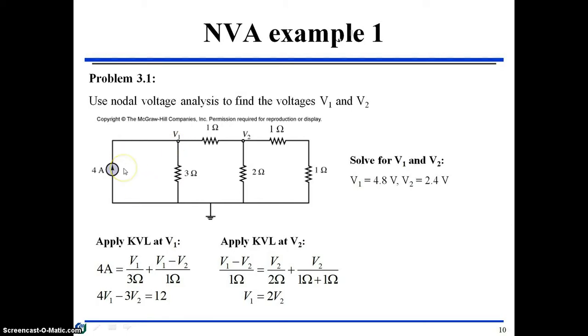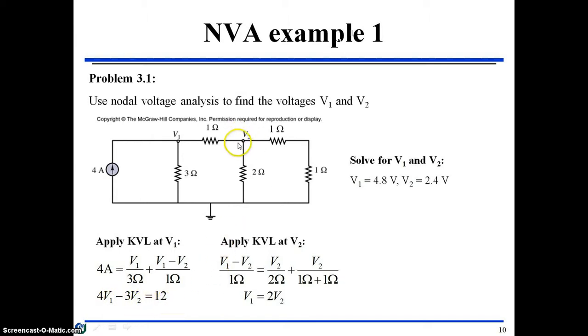They give the direction of current towards the node V1, that is the first node. So take it as current towards equal to current away from. So 4 amps equal to V1 divided by 3, since the reference node voltage is always 0, plus (V1 minus V2) divided by 1 ohm. From that we get the equation 4V1 minus 3V2 equal to 12.